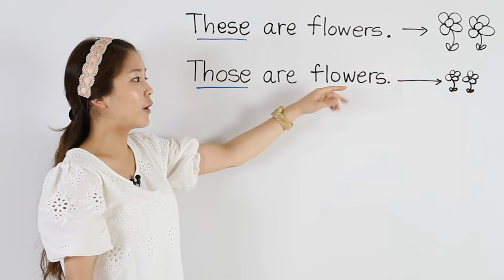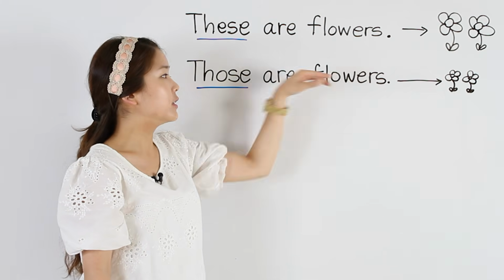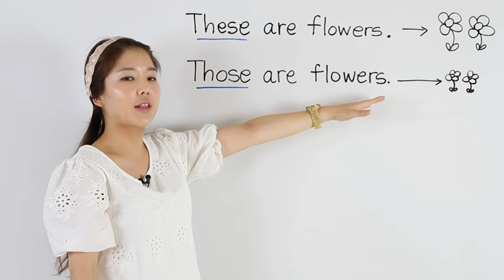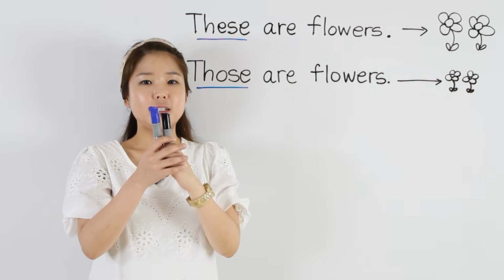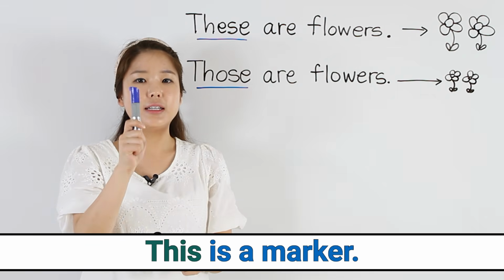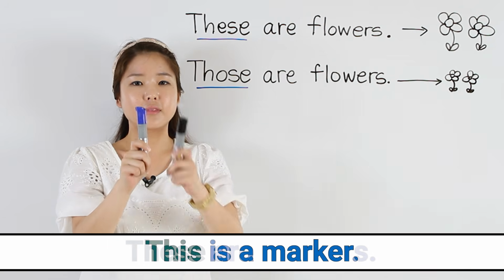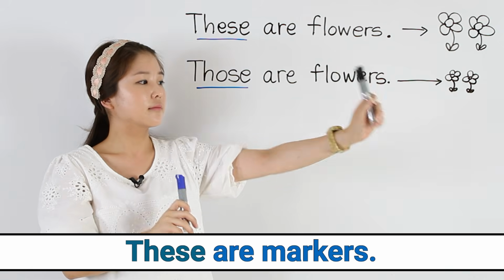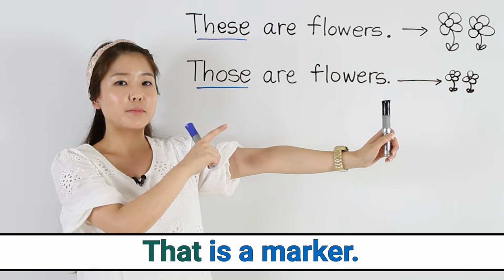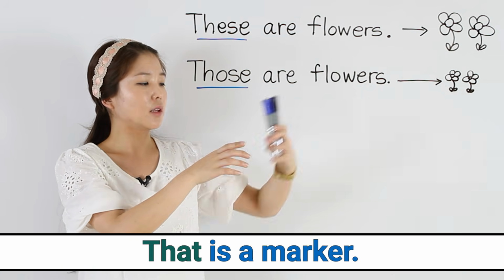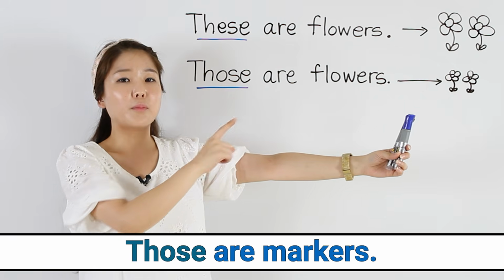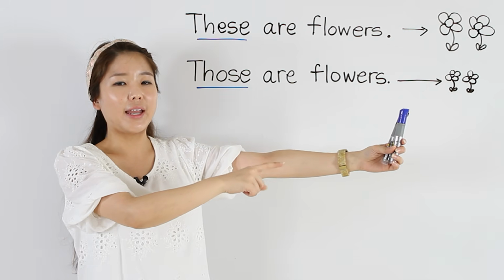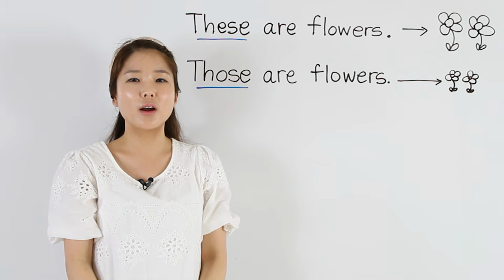Okay, now, there's one that's far away. We say, that is a flower. But, again, there's more than one. There are two flowers. So, in that case, we use those are flowers. They're far away. Let's look at these. This is a marker. These are markers. That is a marker. Those are markers. Okay, let's move on to the next part.